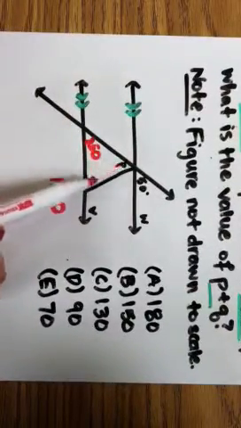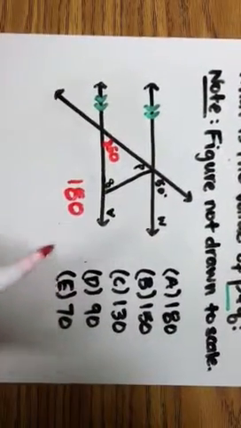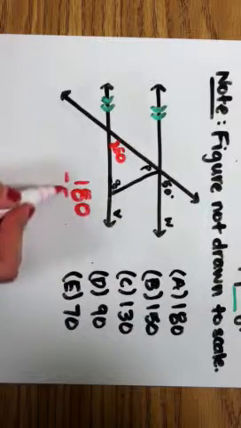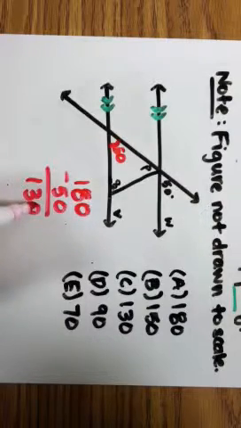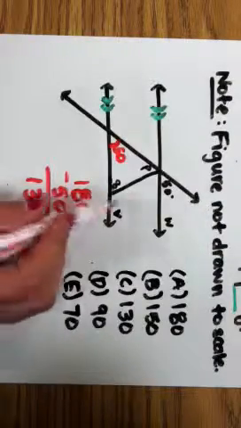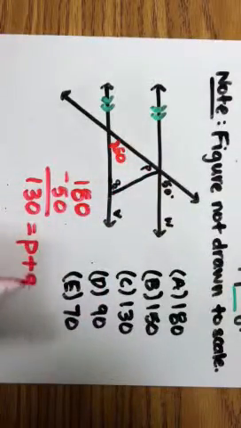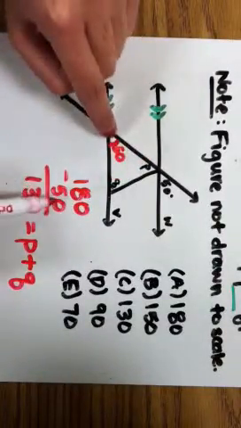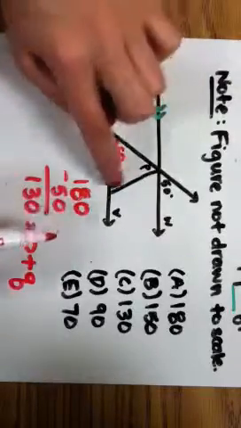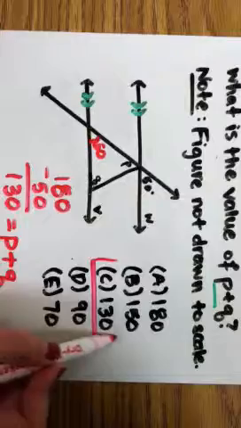So here, I know that P plus Q plus 50 has to add up to 180. If we work backwards, 180 minus 50 gives us 130. Now, 130 plus 50 gives us 180, therefore P plus Q has to be 130. These two angles added together, which we know is 130, plus our 50 is going to give us 180. Notice that we didn't find what P was, we didn't find what Q was, we found what P plus Q was. So therefore our answer is C.